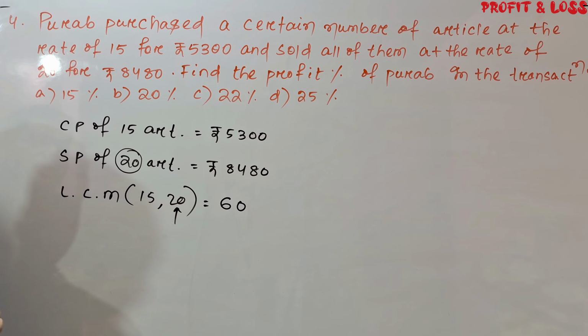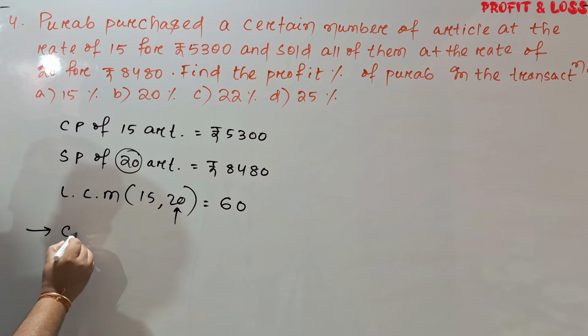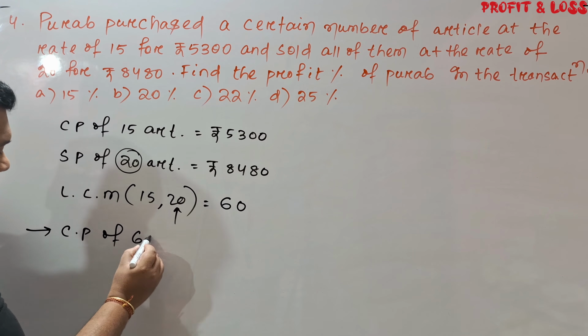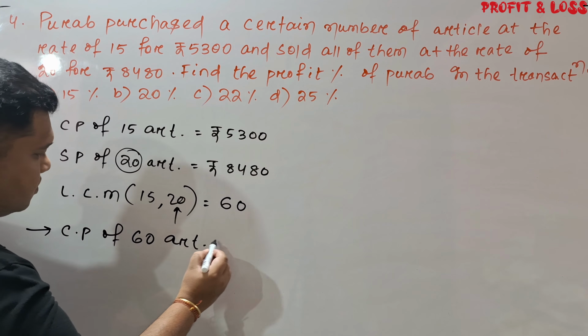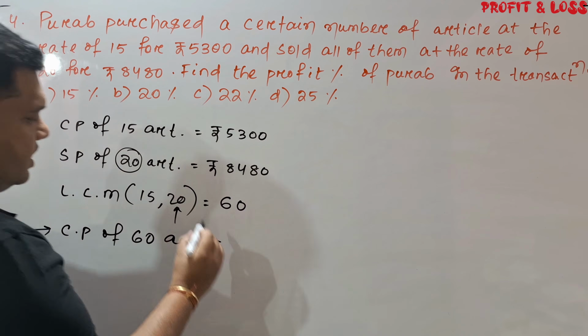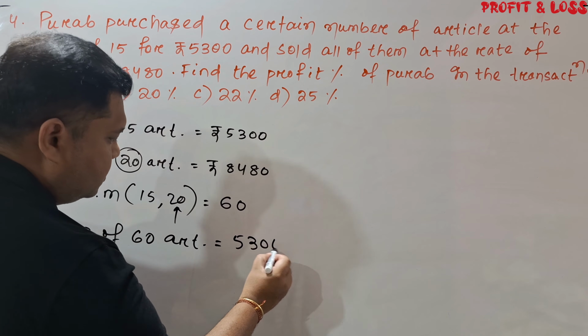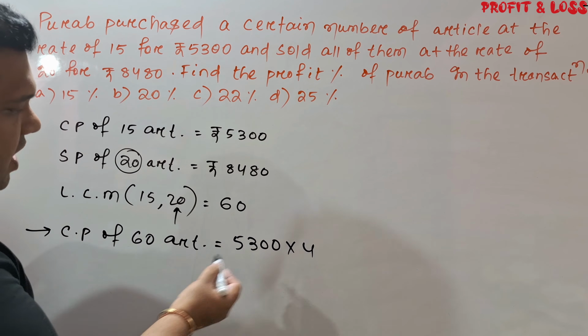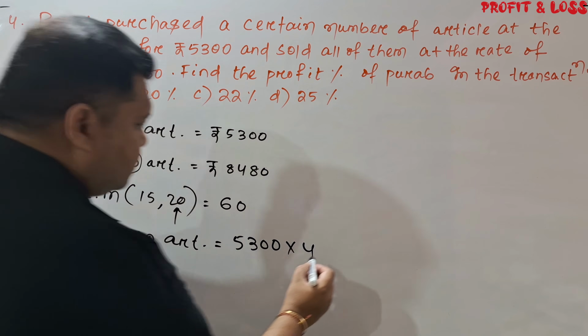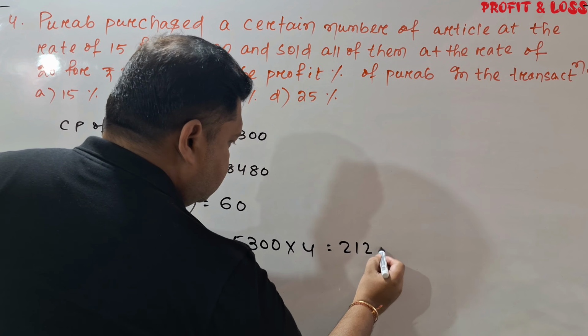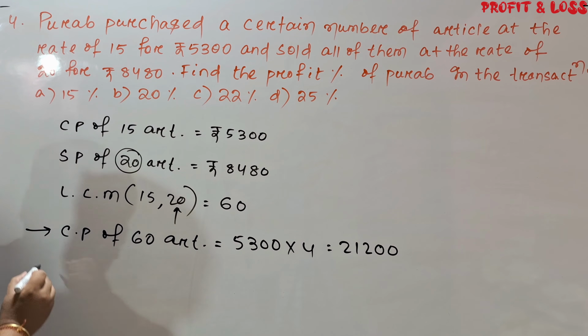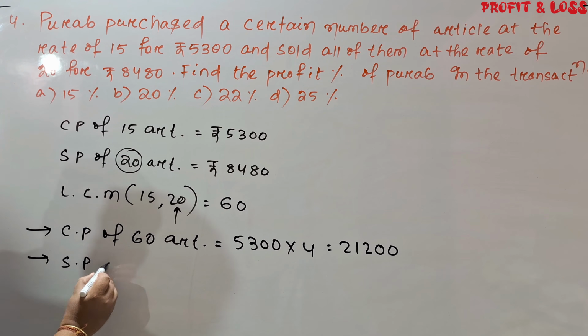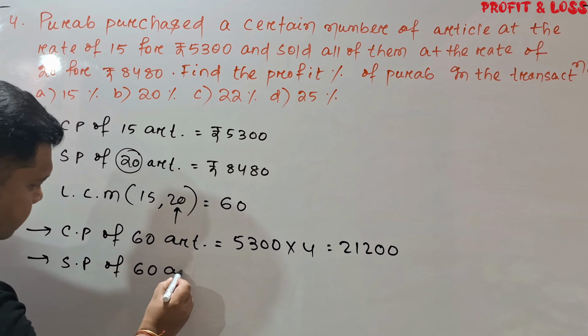So if I multiply 3 here, that means I can write the cost price of 60 articles. That is equal to how much? Now multiply 4. So if I multiply 4, 5300 into 4. 50 into 4, 200. 5 into 4 into 3, 12. So this is equal to 21200. Done.